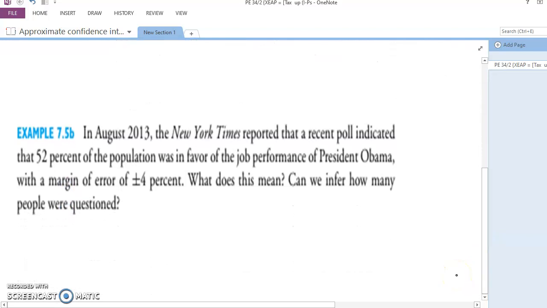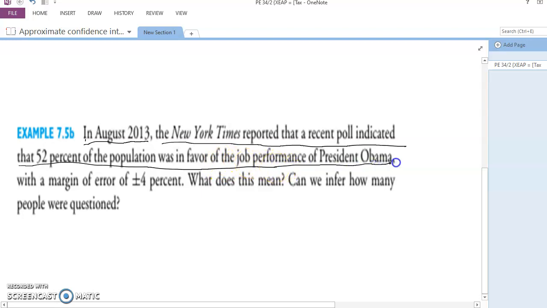Now the question. In August 2013, the New York Times reported that a recent poll indicated that 52% of the population was in favor of the job performance of President Obama, with a margin of error of plus or minus 4%. What does this mean, and can we infer how many people were questioned?